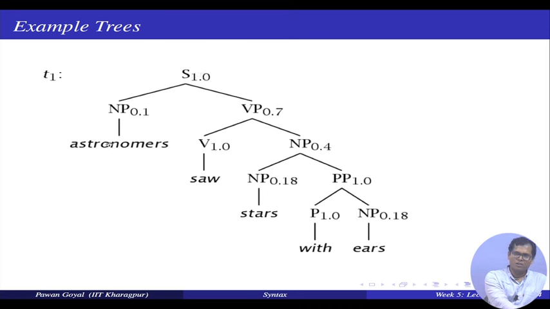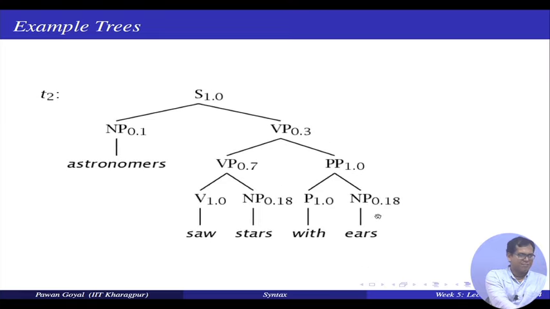NP deriving "astronomers" has probability 0.1. VP deriving V NP is probability 0.7. V giving "saw" is 1. NP giving NP PP is 0.4. NP giving "stars" is 0.18 and so on. These are the rule probabilities as per my PCFG. So what I will do is just multiply all these probabilities: 1 times 0.1 times 0.7 times 0.1 times 0.4 times 0.18 times 0.18. This is the probability of this parse tree.